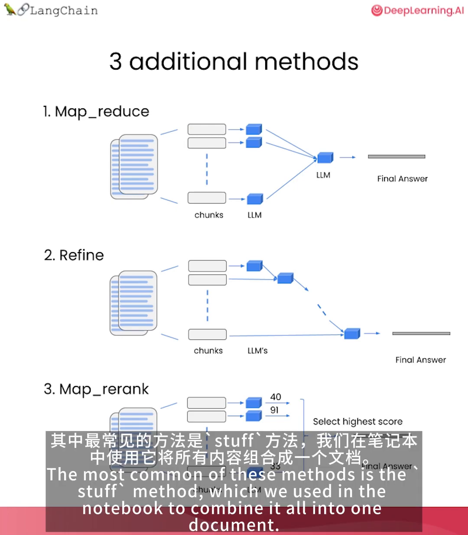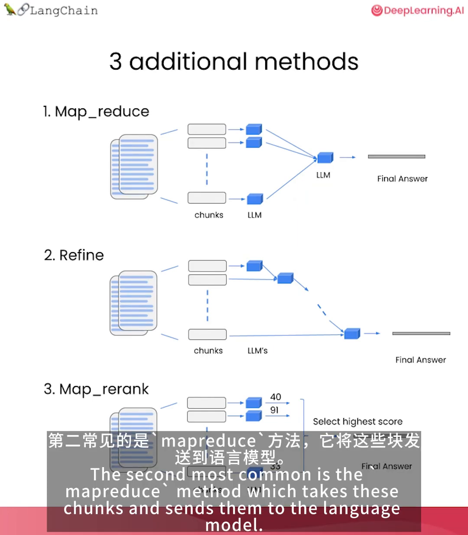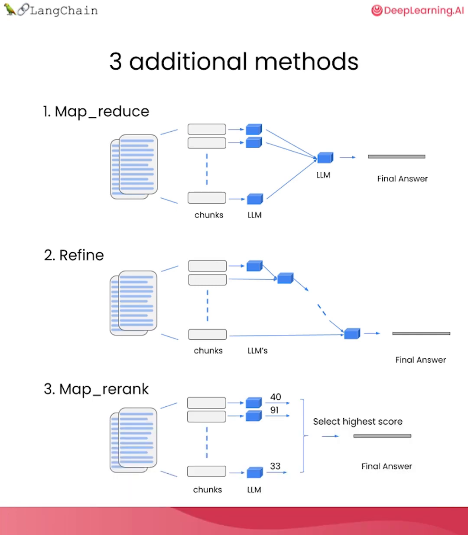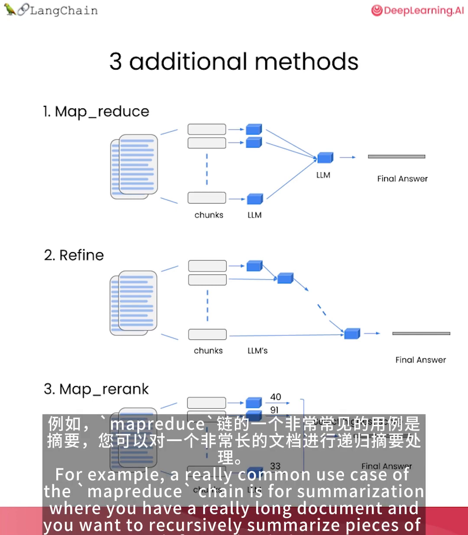The most common of these methods is the stuff method, which we used in the notebook to combine it all into one document. The second most common is the MapReduce method, which takes these chunks and sends them to the language model. These methods here, stuff, MapReduce, refine, and rerank, can also be used for lots of other chains besides just question answering. For example, a really common use case of the MapReduce chain is for summarization, where you have a really long document and you want to recursively summarize pieces of information in it.